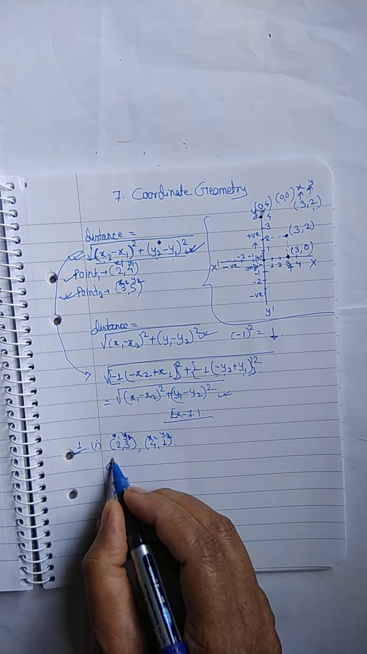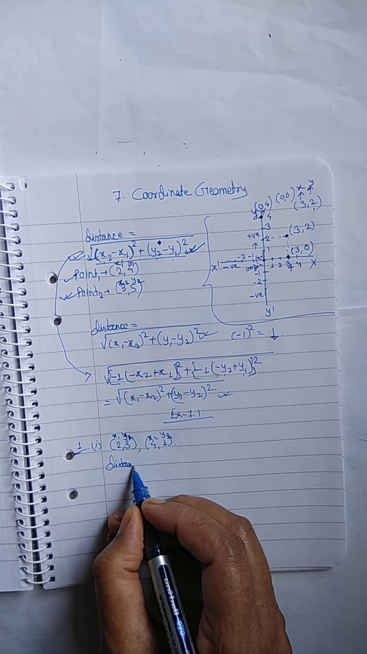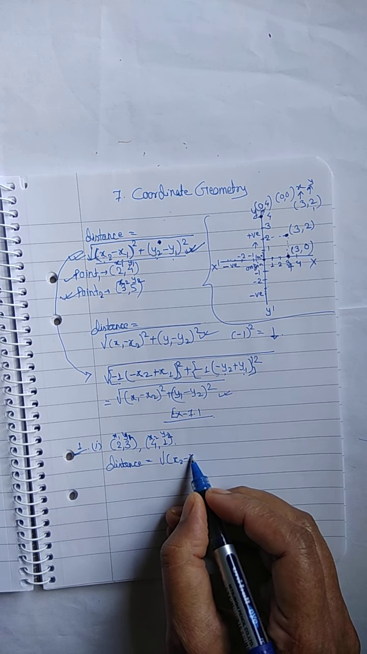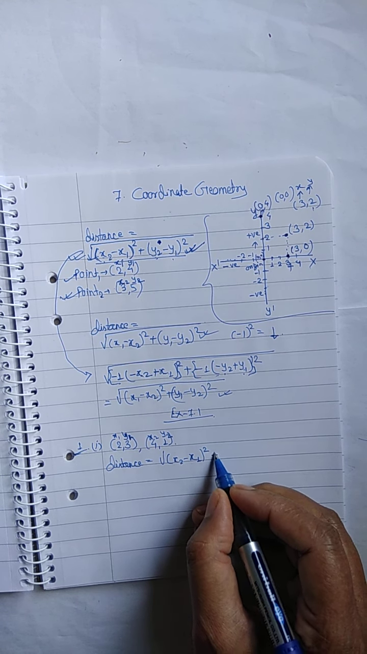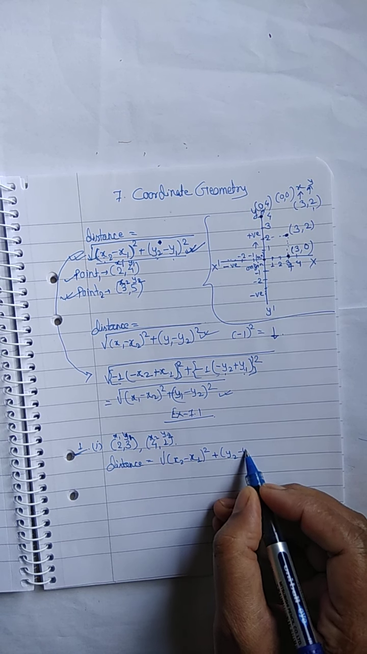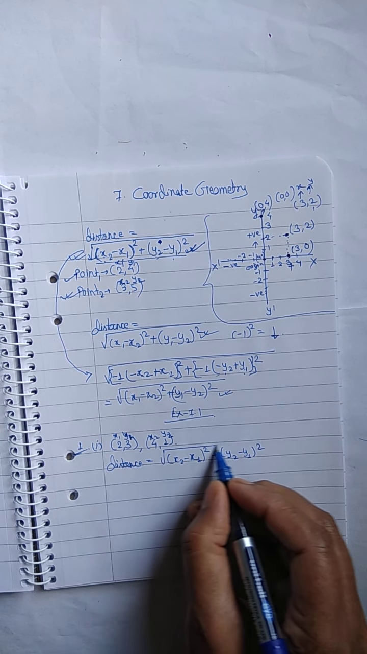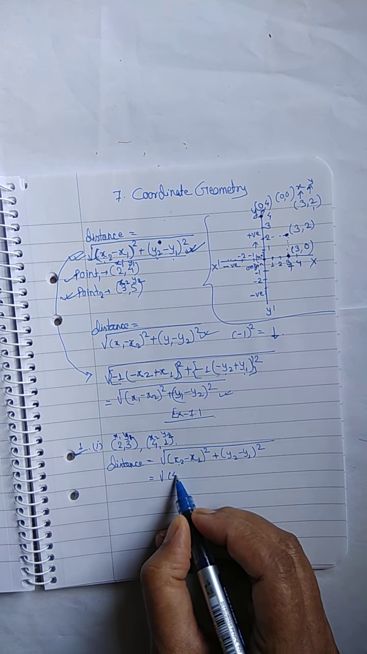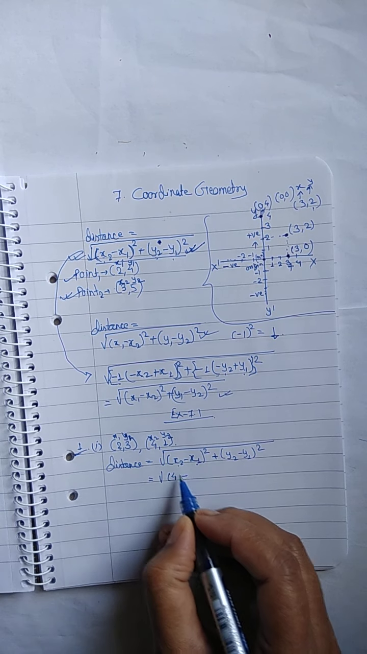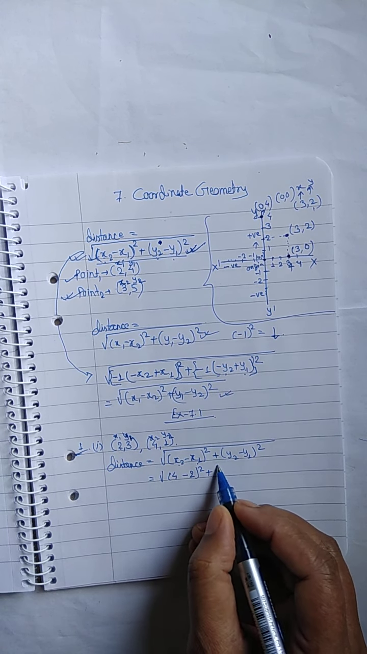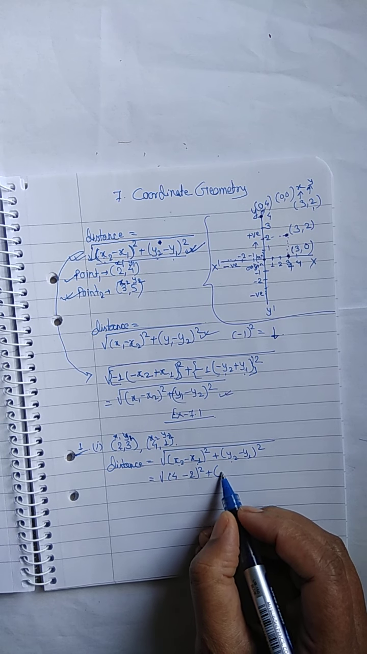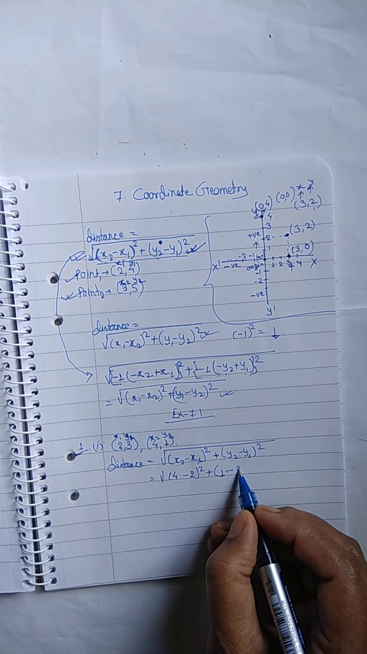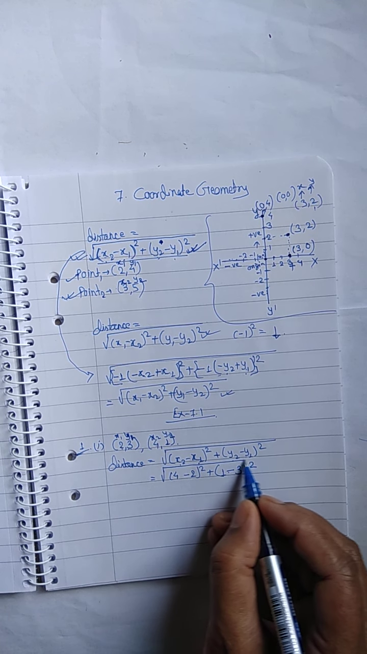As we know, distance equals under root (x2 minus x1) whole square plus (y2 minus y1) whole square. So what is x2? x2 is 4, 4 minus, what is x1? x1 is 2, whole square, plus, what is y2? y2 is 1, and what is y1? y1 is 3. So we have to calculate this.